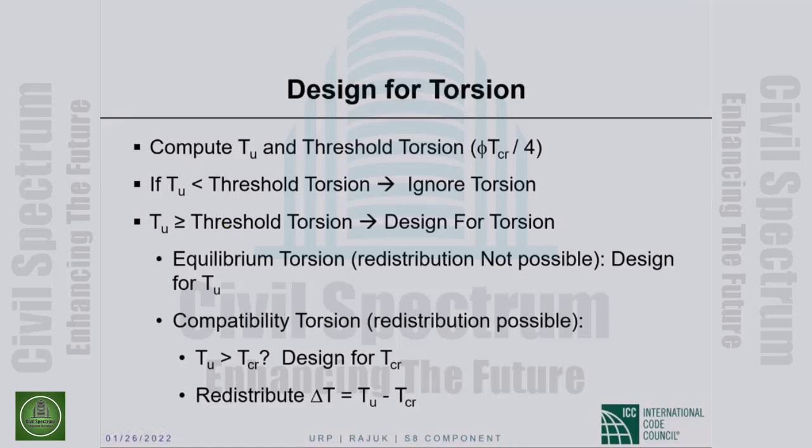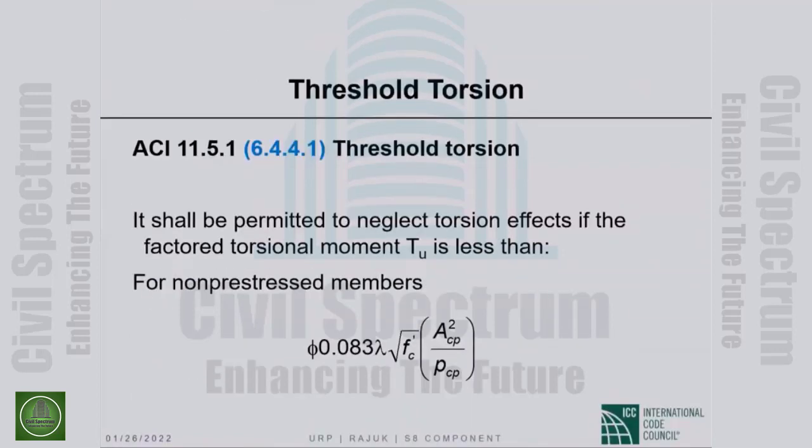Okay. So when T sub u is larger than or equal to threshold torsion, we have to design for torsion. If it is equilibrium torsion, then we have to design for the entire T sub u. We have no choice. If it is compatibility torsion, we may design for T sub CR or something larger, and then whatever we did not design for, the part of the required torsional strength that we did not design for, will be redistributed away to other structural members. Okay, this is how ACI 318 is set up. And this threshold torsion, this whole concept you have to understand.